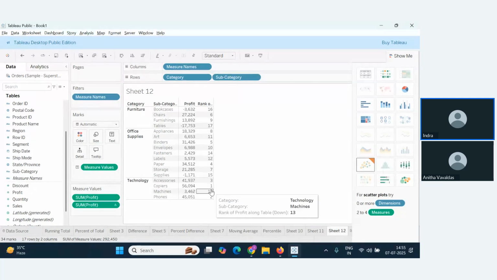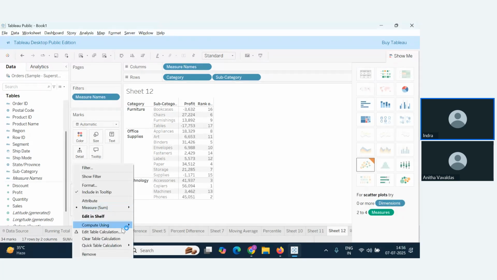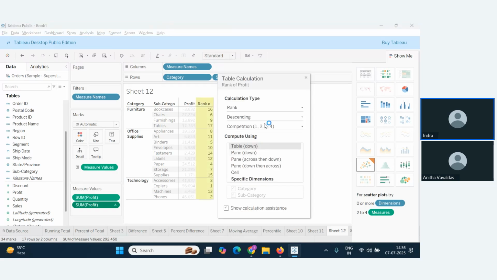But now I want to see the ranks for each category. As of now, I'm getting overall rank for all the subcategories. Now I want to see subcategory-wise rank for each category. Let's see who is first, second, third in furniture, who's first, second, third in office supplies, and who is first, second, third in technology. For this, again, I will go to this drop down, edit table calculation, and here I'll select specific dimension.